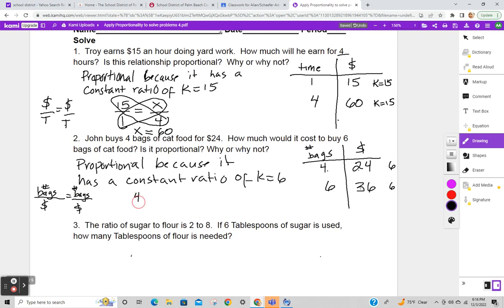4 bags will cost us $24. What if we're going to buy 6 bags? Bags go on top. How much will that cost us? We'll put X over here. So 4 times X, we'll take the cross product. 4 times X is 4X. 24 times 6 is 144. Divide both sides by 4 to get X by itself. You're going to find that X is 36.